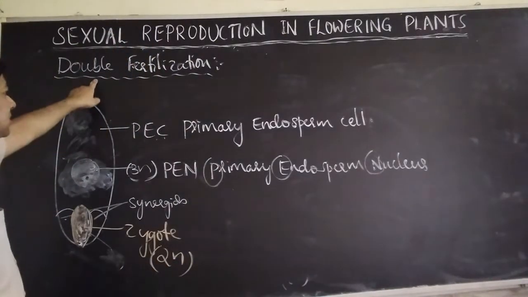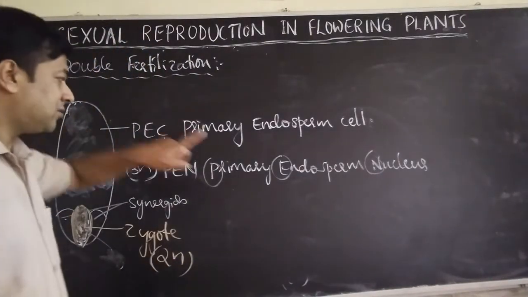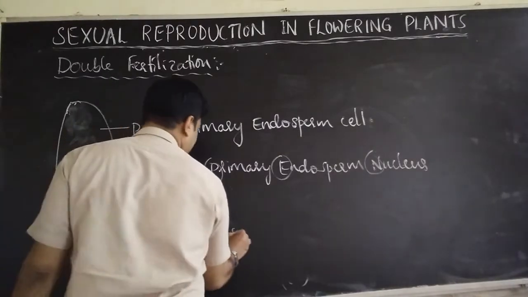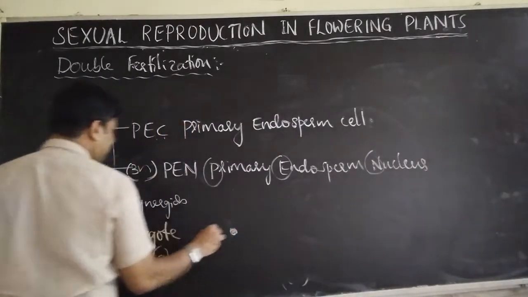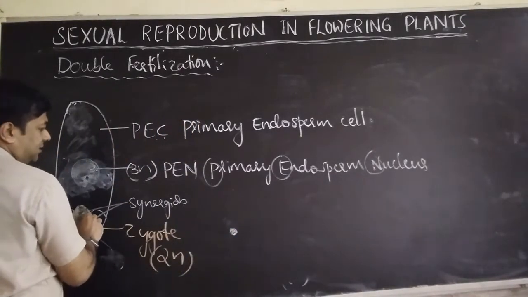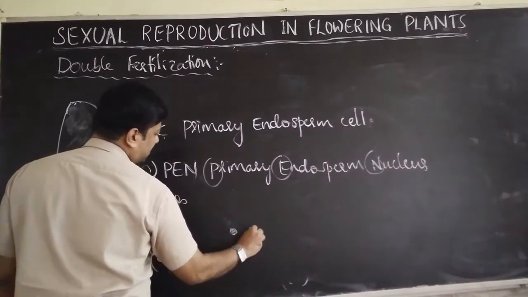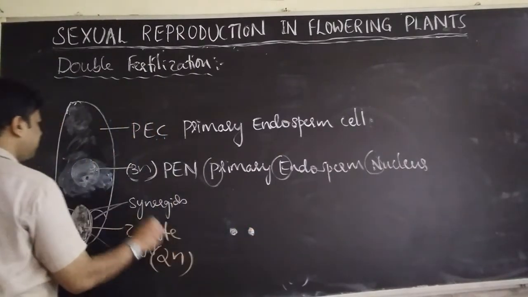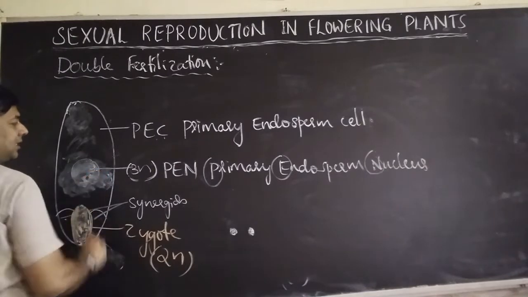Now what we are learning is fertilization. The first male gamete of the pollen tube fusing with the egg is the first fertilization. The second male gamete of the pollen tube fusing with the polar nuclei is the second fertilization.